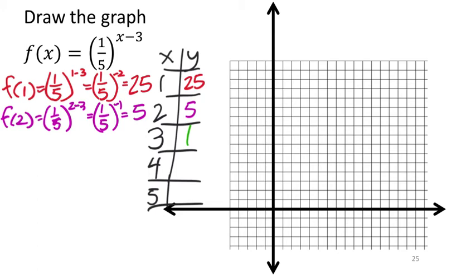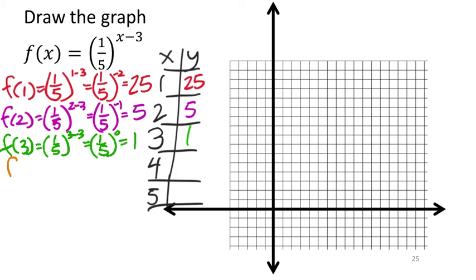And again, since I've kind of forced this x value to be 3 next, I'm expecting the y value to be 1, right? Because the exponent should be 0. So we got (1/5) to the power of 3 minus 3. That's (1/5) to the power of 0, which is 1. So yeah, we did that one correct.